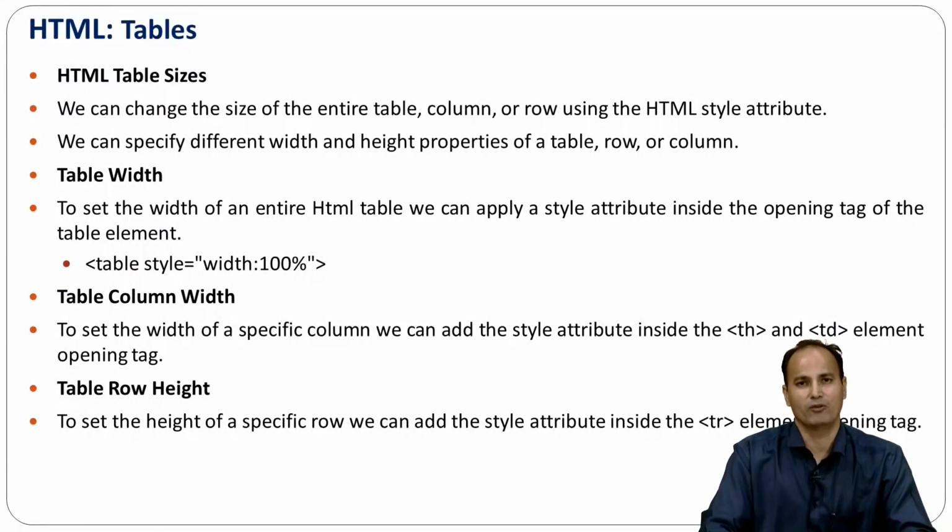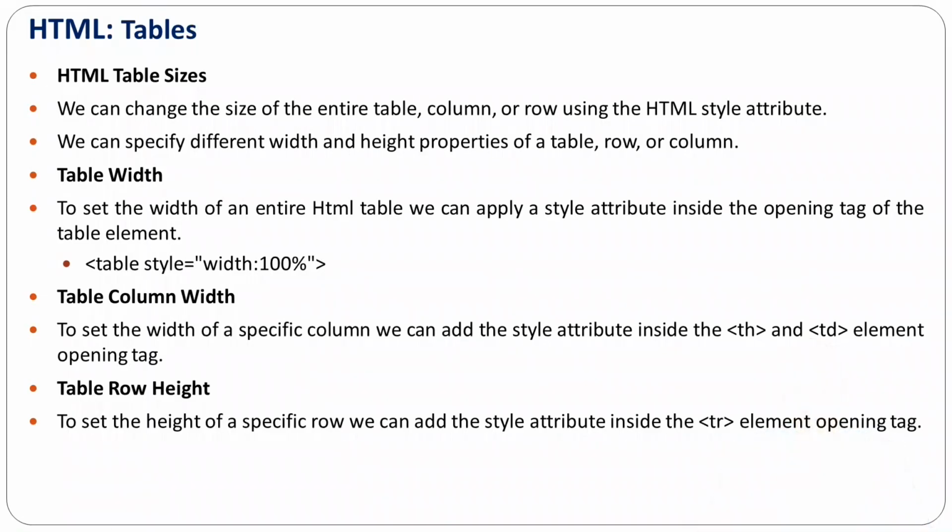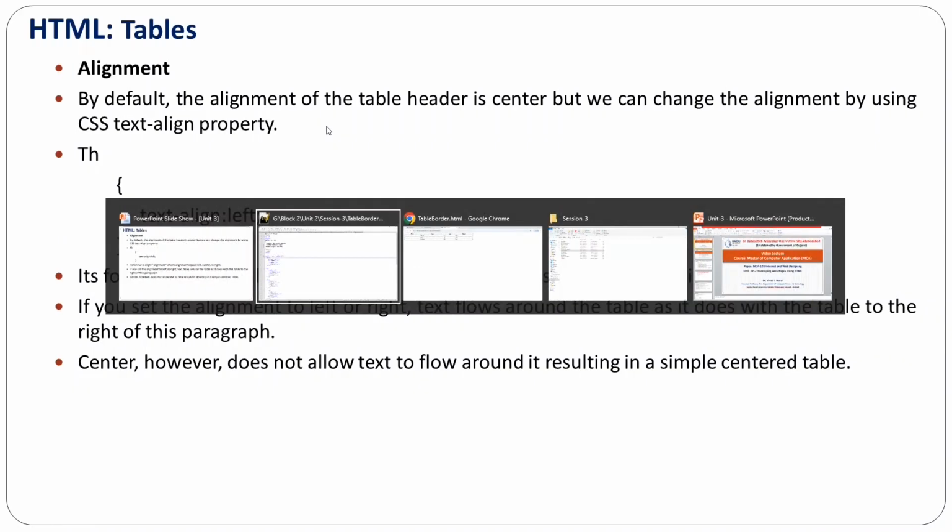Then table column width. To set the width of a specific column, we can add the style attribute inside the opening tag of the th and the td element. So if you want to set the width of a column, you can use it in the th table header tag or in the td table data tag. Table row height: to set the height of a specific row, we can add the style attribute inside the opening tag of the tr element. Okay, let's have a look at that.